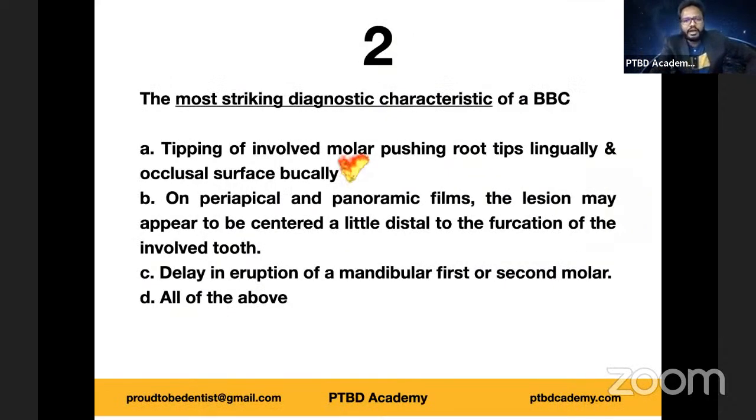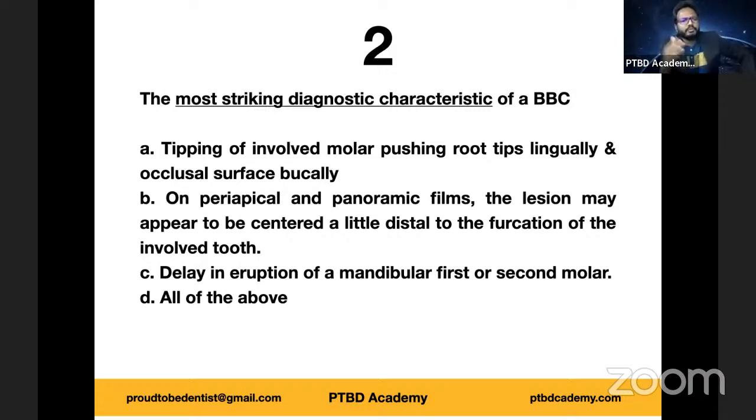So the most striking diagnostic characteristic of a buccal bifurcation cyst, BBC, is option A, tipping of the involved molar, pushing root tips lingually and the occlusal surface buccally. I'll not mind revealing the key, because in this process I'm going to give you some very important information along with a radiographic presentation. Okay, so what is the most striking diagnostic characteristic feature of BBC?